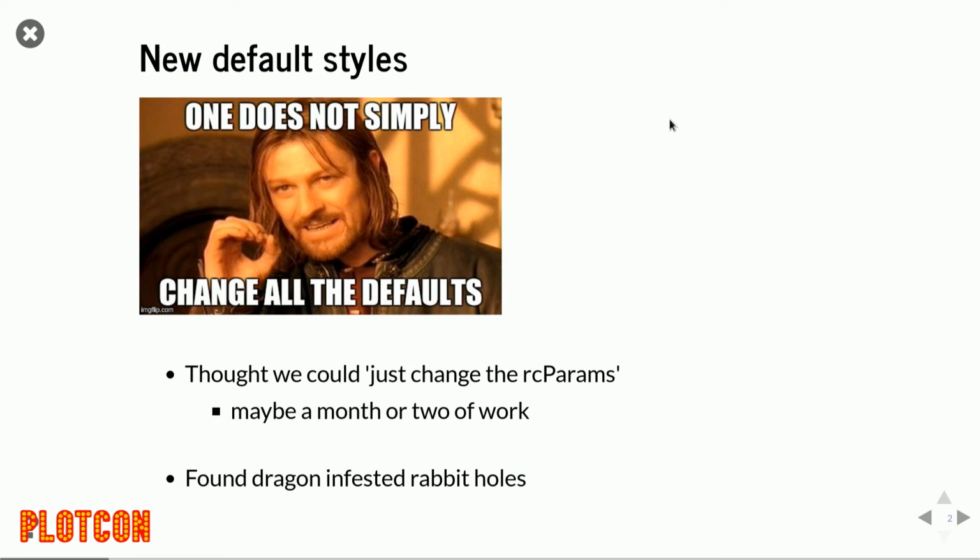So to address this, we decided we'd just change the defaults. We said, great, we've got this RC param system. We can configure defaults in a file. We'll just change those. Maybe one or two things we have to track down. Maybe a month, maybe 2, and we'll get out the door and be done. And it has been a year of dragon-infested rabbit holes as you change something and you realize that there's some assumption that was making that breaks something else.